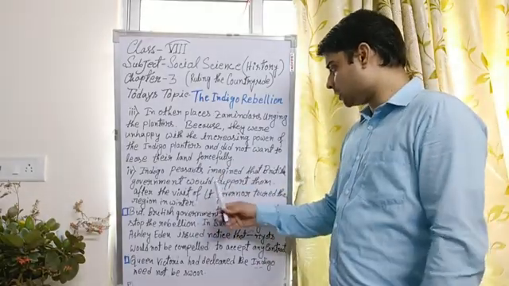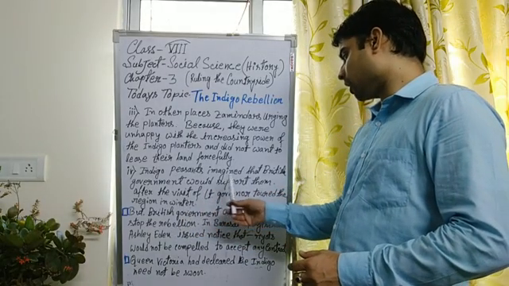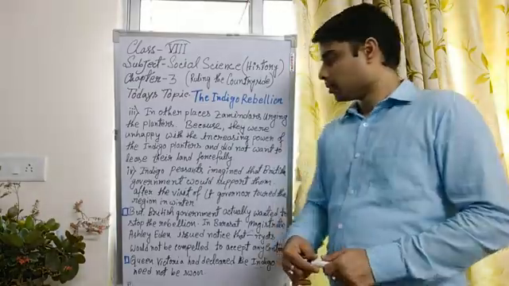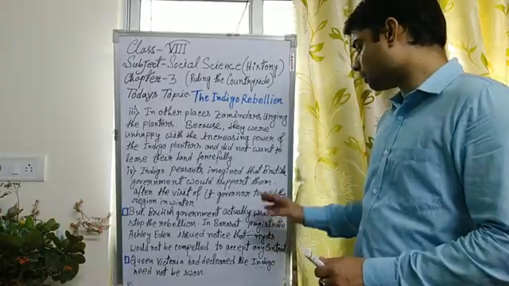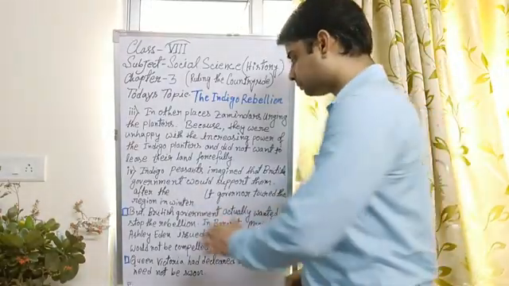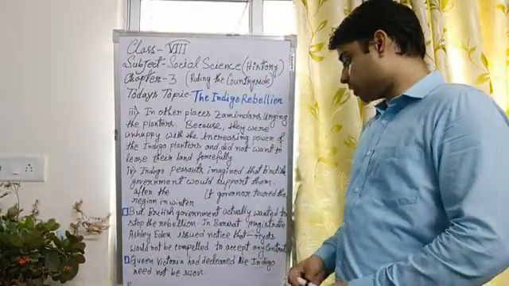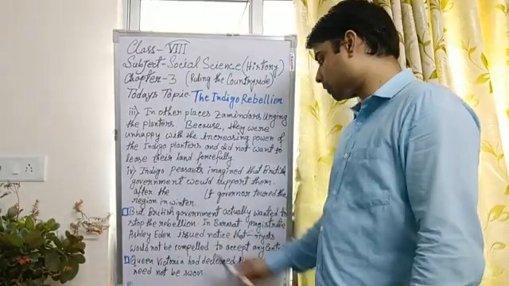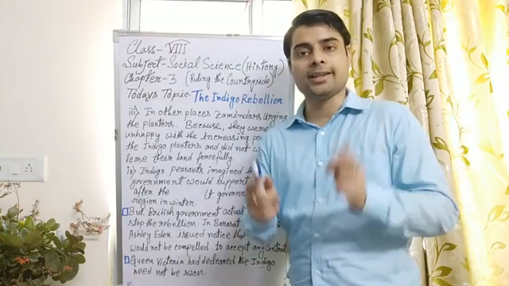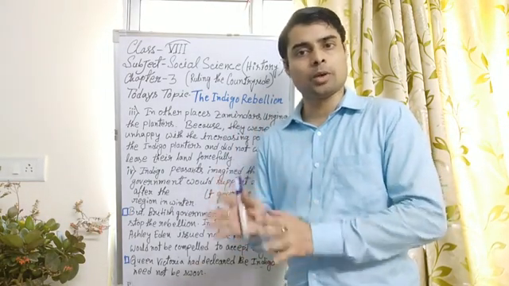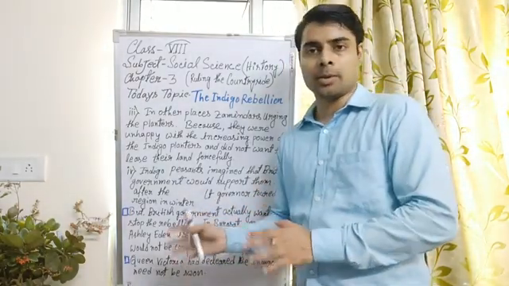Now number four, the indigo peasants imagined that the British government would support them in their movement, especially after the visit of the Lieutenant Governor in winter. But the British government actually wanted to stop the rebellion, because two years earlier, in 1857, a great rebellion, the Sepoy Mutiny, had occurred, and within two years this kind of rebellion emerged in Bengal.